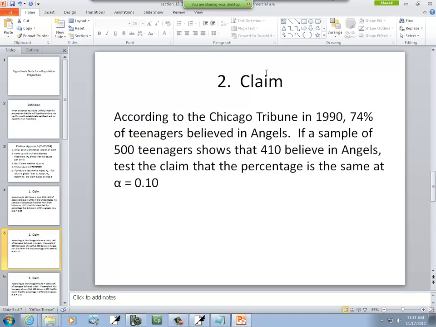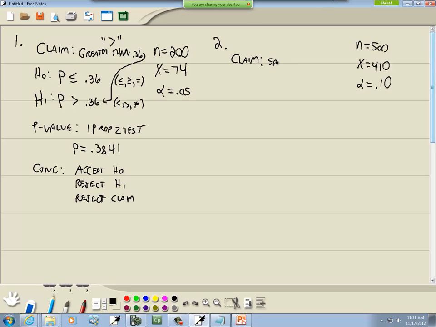Okay, and our claim is, test the claim that the percentage is the same. So same as that 74%. Well, this symbol, same as, implies an equals. I'm not sure why I wrote a Z. There we go.